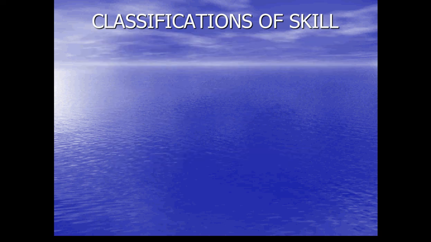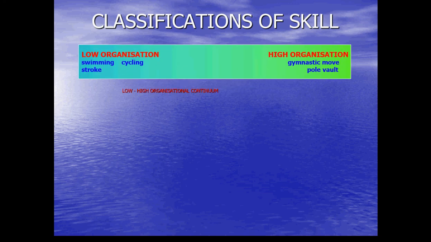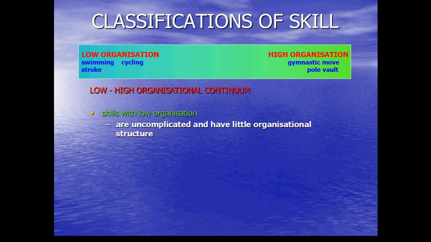And finally, we're looking at the organizational continuum. So we have low organization at one end, high organization at the other end. Skills with low organization are uncomplicated. They've got little organizational structure. Now, subroutines themselves tend to be discrete skills. We'll go back to our discrete slide to find out what that means, and can be practiced separately.